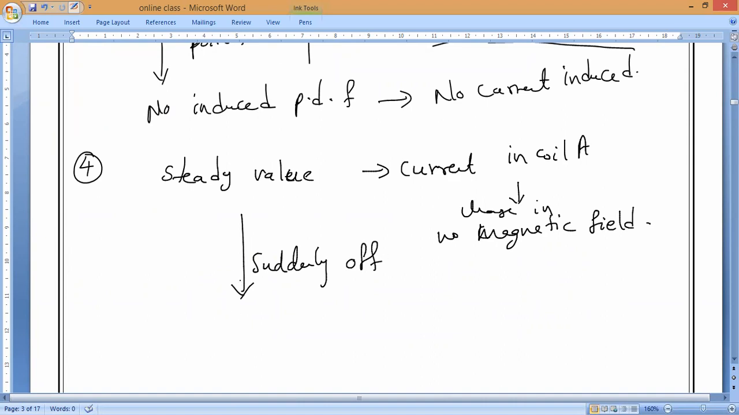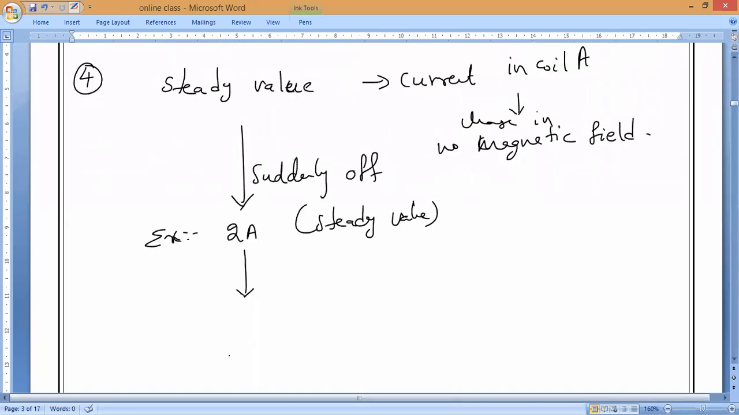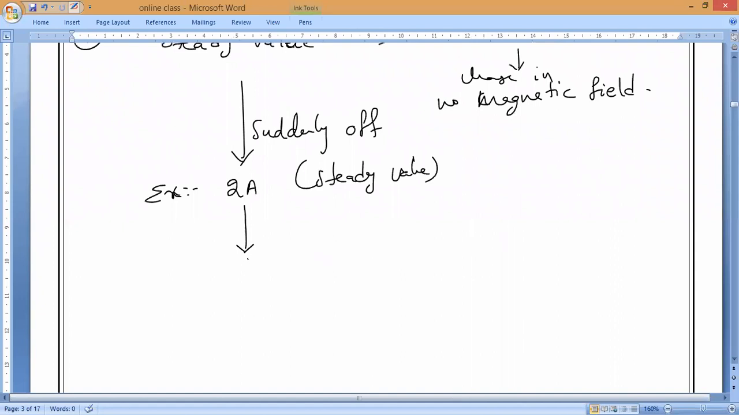now you tell me, for example, I'm saying that already 2 ampere current is passing. That is a steady value. Now, if I switch it off, what will happen, guys? Like reducing speed. It will take some time to become 0 amperes. Yes or no? Please respond. When I switch off, yes, it will take some time to become 0.